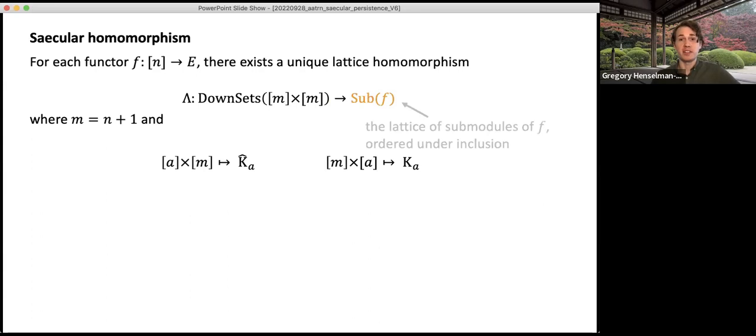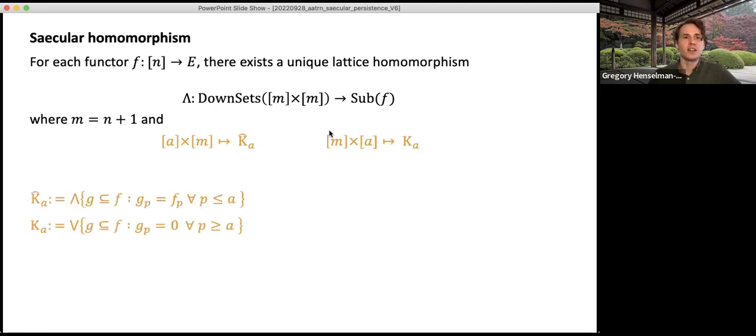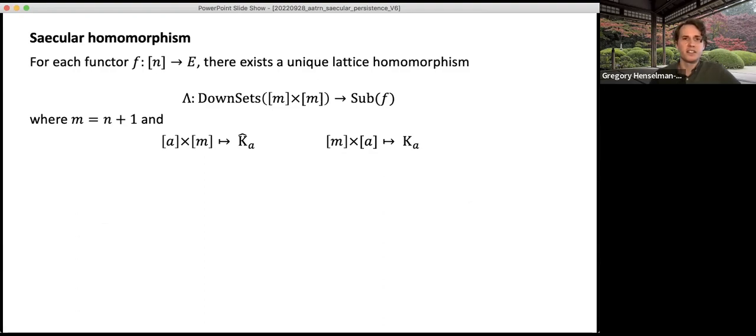The codomain lattice is going to be the lattice of submodules of your persistence module ordered under inclusion. So it's a family of all submodules. The lattice homomorphism is uniquely determined by where it sends two families of downclosed subsets. So A cross M, this is a downclosed subset of M cross M. And it's going to go to a particular submodule, which can be defined by this formula, which is admittedly a bit opaque. But we can give some examples to make this a bit more digestible. So there's the theorem. We're going to construct this homomorphism.